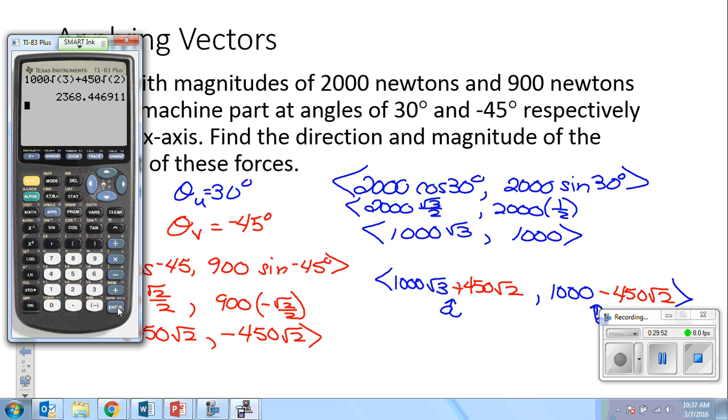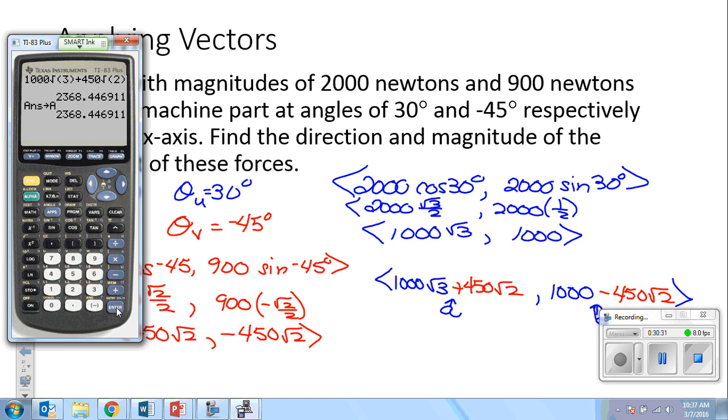2368.45. Okay, we're going to store that in A. To store that in A, do you see the store button just above on? You hit store, and then alpha A. So we're storing that in A. Press enter, and it went into A.